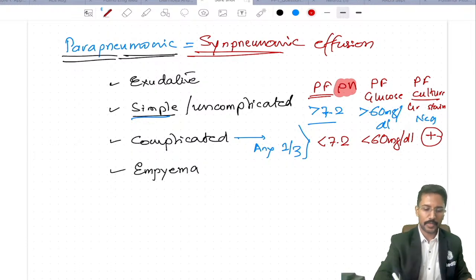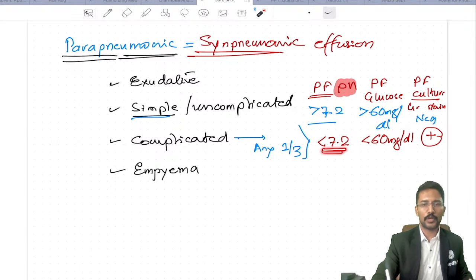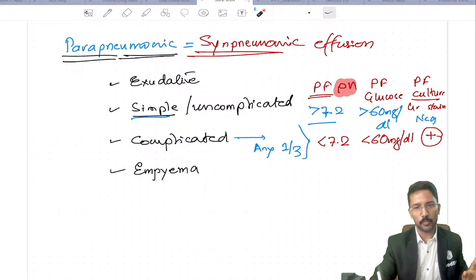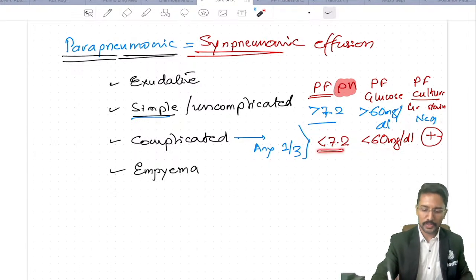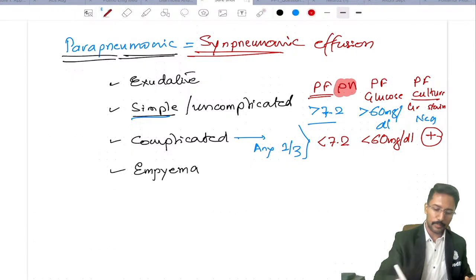Okay, clear? So if I give you a pleural fluid report, Light's criteria exudative, and then I mention that the pleural fluid pH is less than 7.2, then it is complicated. Or I tell you pH is 7.2 plus, but glucose is less than 60, complicated. Or pH is more than 7.2, glucose is more than 60, but the gram stain or culture is positive, complicated. Okay, then what is empyema?